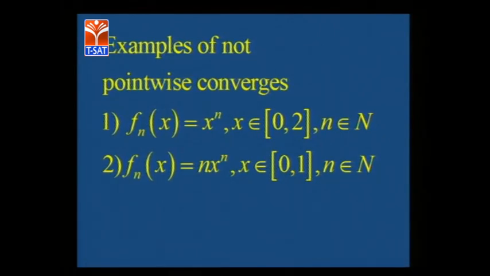So the function defined by fn of x equals x power n, where the domain x belongs to [0, 2], is not pointwise convergent. Similarly, the second example, fn of x equals n times x power n, x belongs to [0, 1], is also not pointwise convergent. The previous two examples are pointwise convergent and these examples are not. Why not? You substitute points in the domain, and the sequence of numbers is not convergent. That is why this is not pointwise convergence.